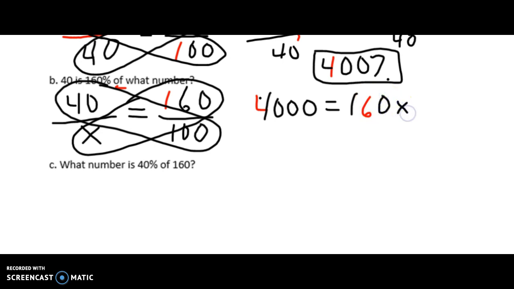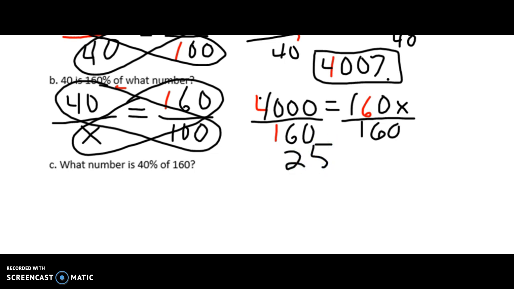I know that when a number is next to a variable like this, that means multiplication. The opposite of multiplication is division. So I have to divide this side by 160. If I do it on one side of the equal sign, I have to do it on the other side of the equal sign. So I take 4,000 divided by 160, and that's going to give me 25. So that tells me that 40 is 160% of 25.